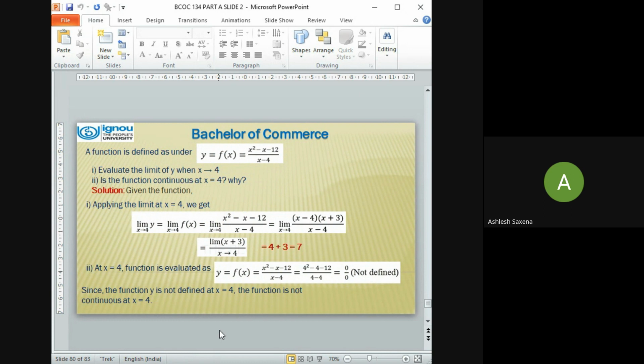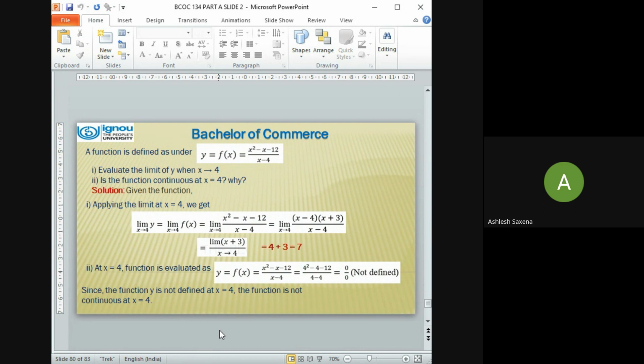You have to factorize the numerator. After factorizing, you will get x minus 4 into x plus 3. The x minus 4 from the numerator and x minus 4 from the denominator will get cancelled. You will be left with x plus 3. Now apply the limit x tends to 4 to x plus 3. It will become 4 plus 3, that is 7.